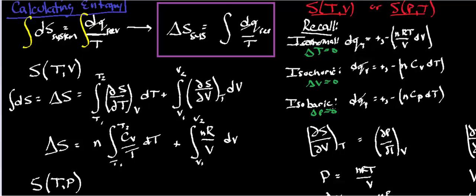Now, recall that we're talking about heat here. For an isothermal process, the heat is given by plus or minus, because it's going to depend on the situation, heat flowing in or out of the system. But the heat magnitude, at least, is given by nRT over V dV for an isothermal process. For an isochoric process, the heat's magnitude is given by nCV dT. And for an isobaric process, the magnitude is given by nCp dT.